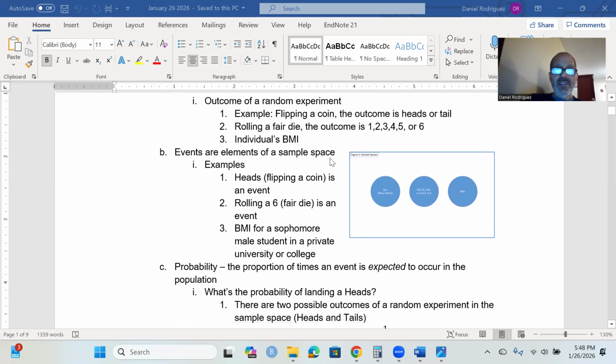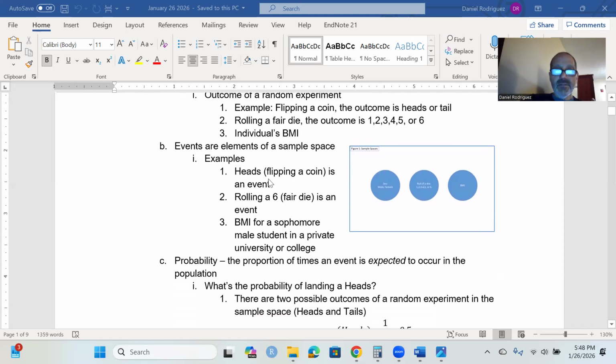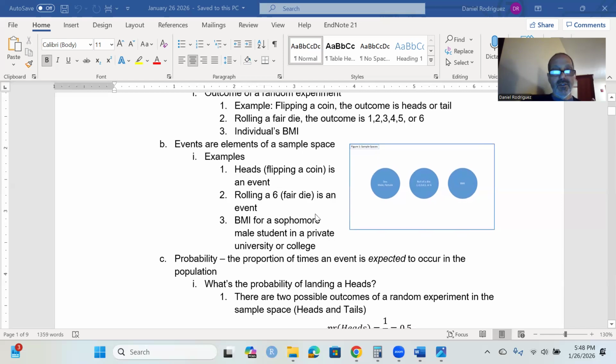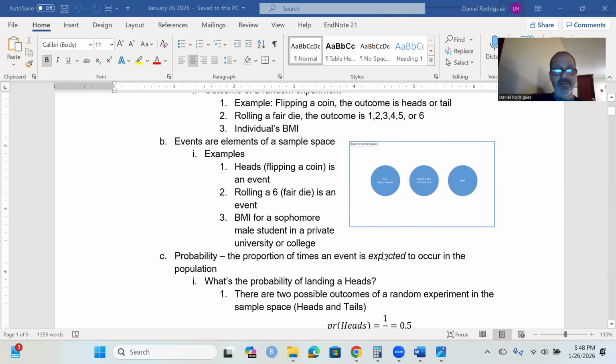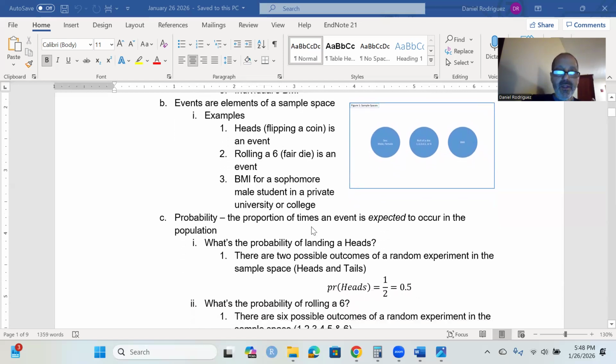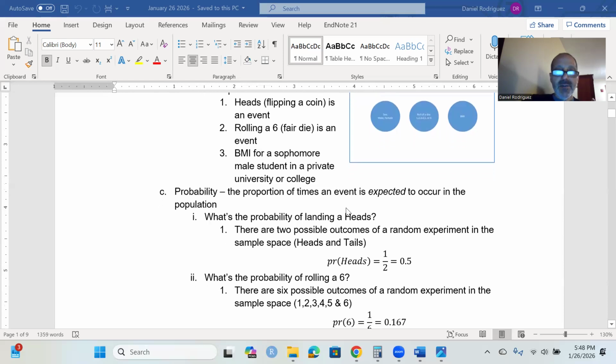The events are elements of a sample space. So, for example, heads, flipping a coin, is an event. The sample space for flipping a coin would be heads and tails. Rolling a fair die, you have six possible elements of the sample space. Rolling a six is one event, an outcome of an experiment. Body mass index for a sophomore male student in a private university or college, that's another event. Okay, so those are examples of events. Those are outcomes of random experiments.